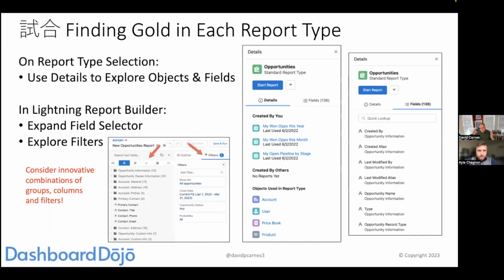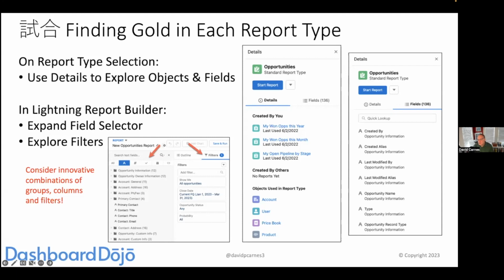All right, let's talk about digging for gold. This is really the whole point of this Dōjō session, to say, hey, there are about 75 or so standard report types. Some of them have features that could be really useful to you. So what I suggest, there are a couple ways to explore.